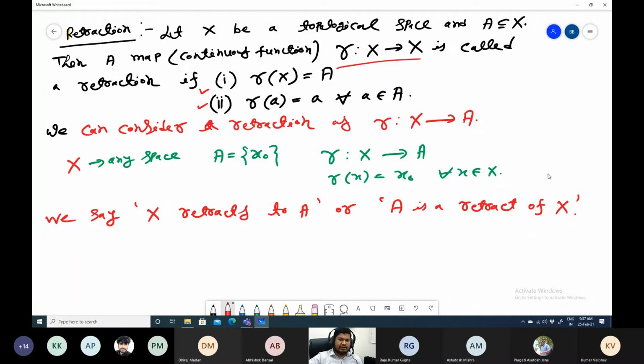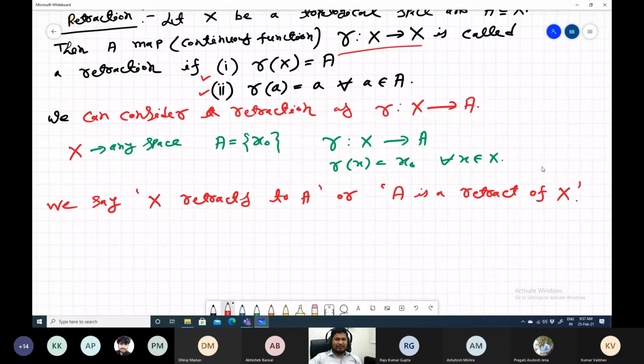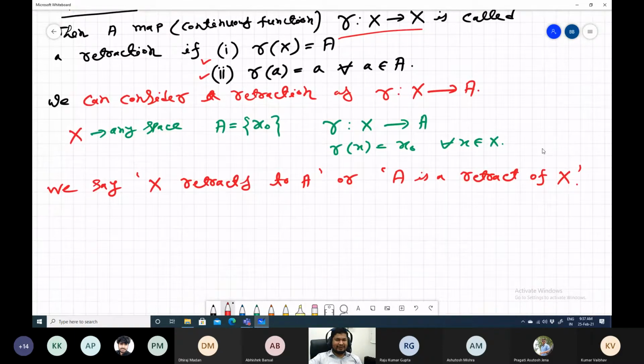Anyway, we will see deformation retraction, then it will be clear. But I do not think it is a generalization of projection. We do not know the actual idea, but my belief is that both are independent.